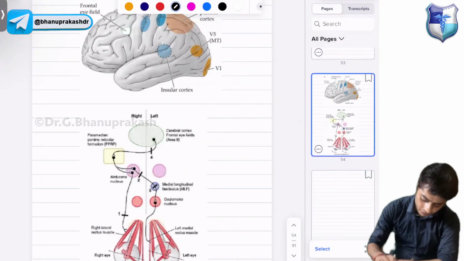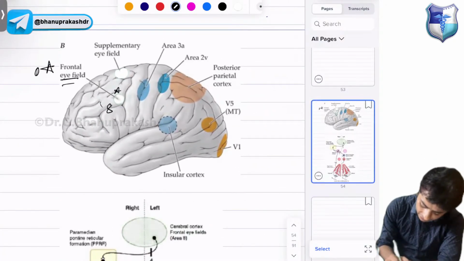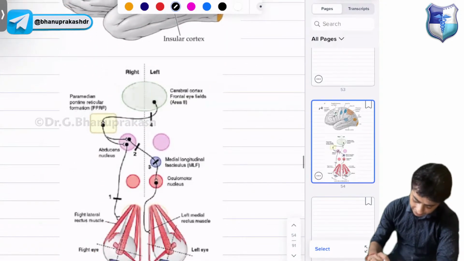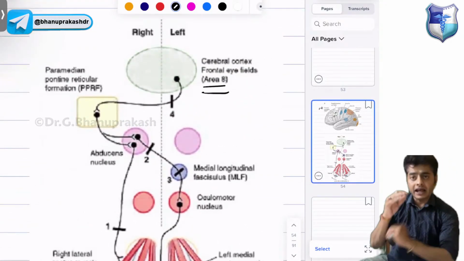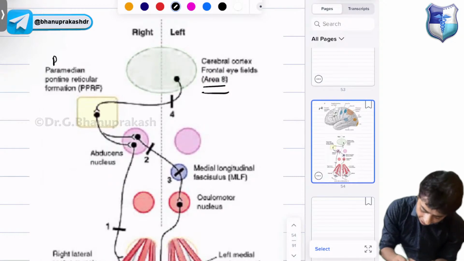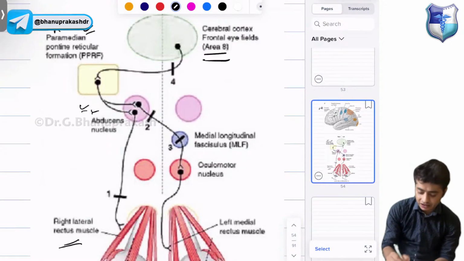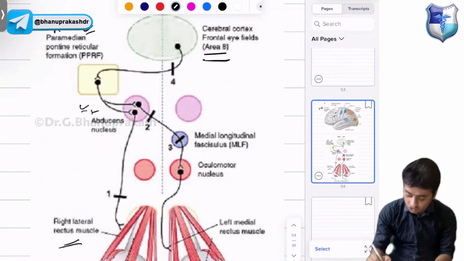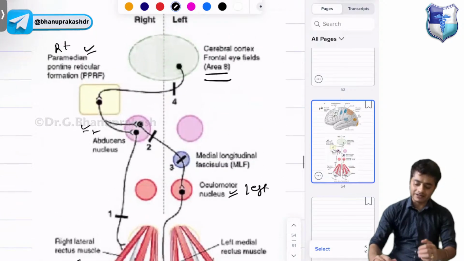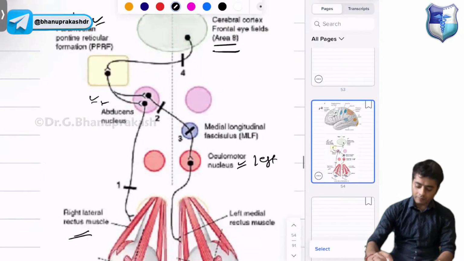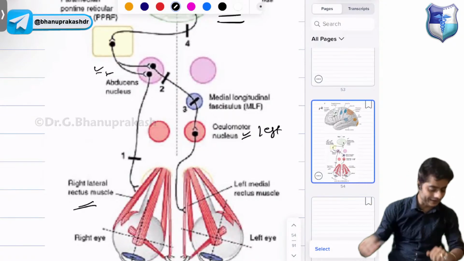See this diagram. This is your frontal eye field, area number 8, which helps us to look to the opposite side. And see this diagram. This is your left frontal eye field area, and the left will stimulate the contralateral PPRF. So left will stimulate right PPRF. Okay, sir. Right PPRF will stimulate the right sixth nerve, and the right sixth nerve will go to the right LR. The right sixth nerve will also, with the help of MLF, stimulate the contralateral third nerve, that is the left third nerve, and both eyes will go to the right side. So left frontal eye field stimulated, right PPRF stimulated, and right PPRF makes eyes go to the same side. So eyes will go to the right side.